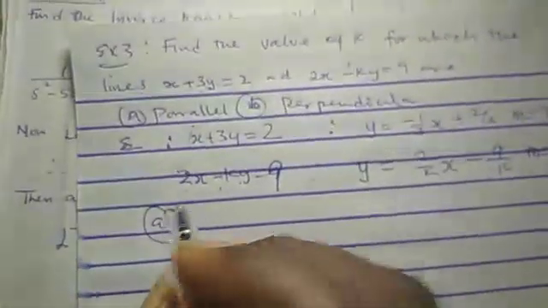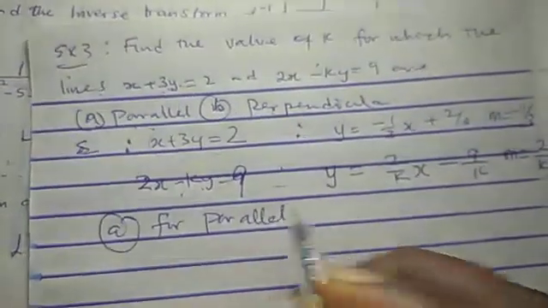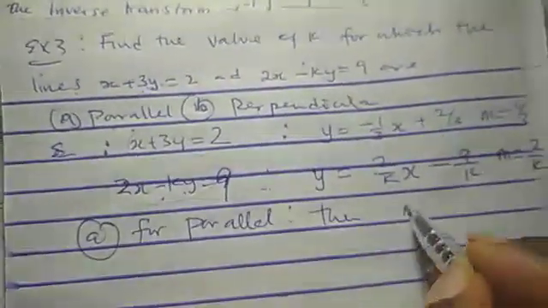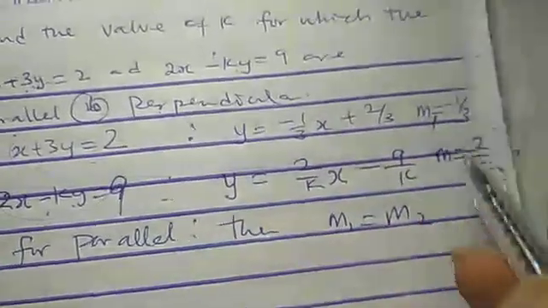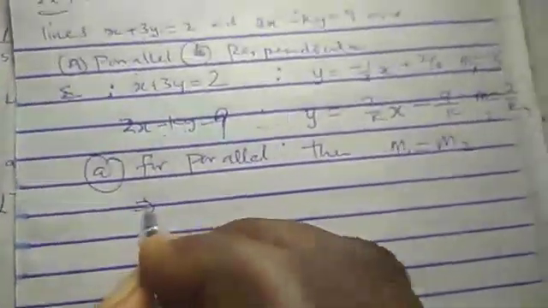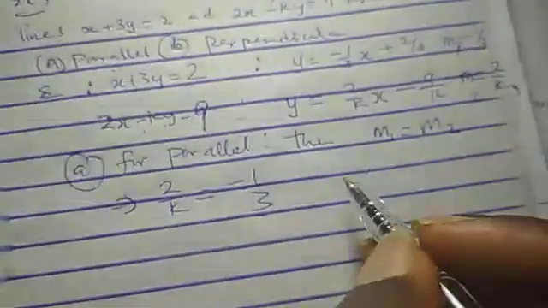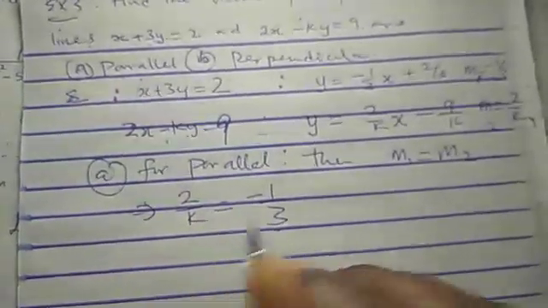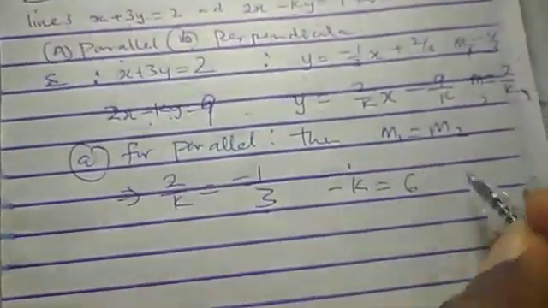Now let's consider the first one. The first one says parallel. We have said this before, that if two lines are parallel, then m1 must be equal to m2. So let's say this is our m1, this is our m2. This implies that 2 over k must be equal to minus 1 over 3, since the two lines are parallel. So in this case, let's cross multiply. We are going to have minus k equal to 6. Therefore, k is equal to minus 6. So k will be equal to minus 6 if these two lines are parallel.